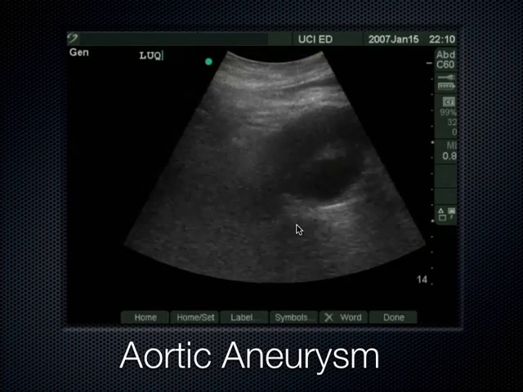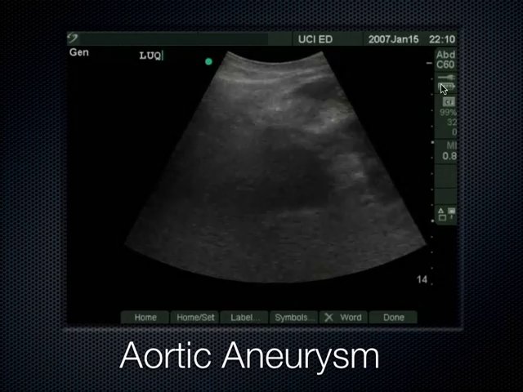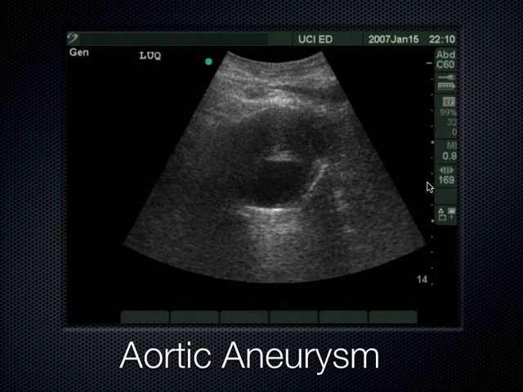So this is the whole aorta here. Here's the lumen, here's the clot. And again, you can always eyeball these centimeters over here. You can get an idea that's about a 7 or 8 centimeter AAA.